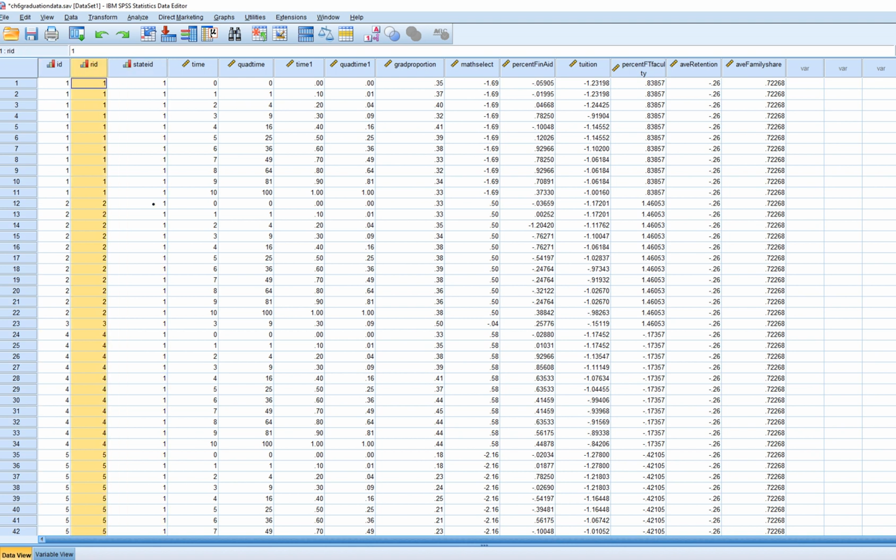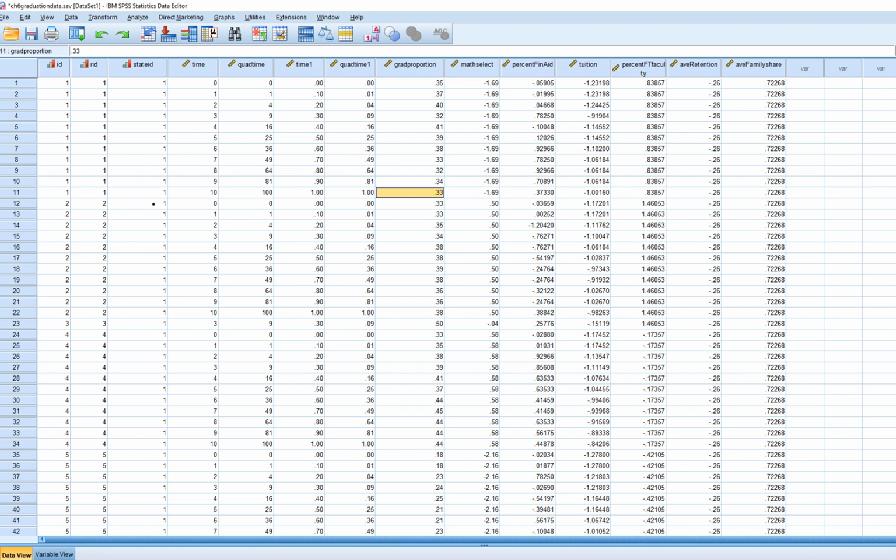Now we also have another variable which is RID, and it's essentially an identifier associated with each institution within each state. And so when it comes to identifying the institutions and states, we're going to be using these variables when carrying out our analysis. We have a variable in the data set called time. It's coded 0 through 10, and 0 is associated with the initial status in terms of graduation proportion, and 10 is associated with the ending status in terms of graduation proportion.